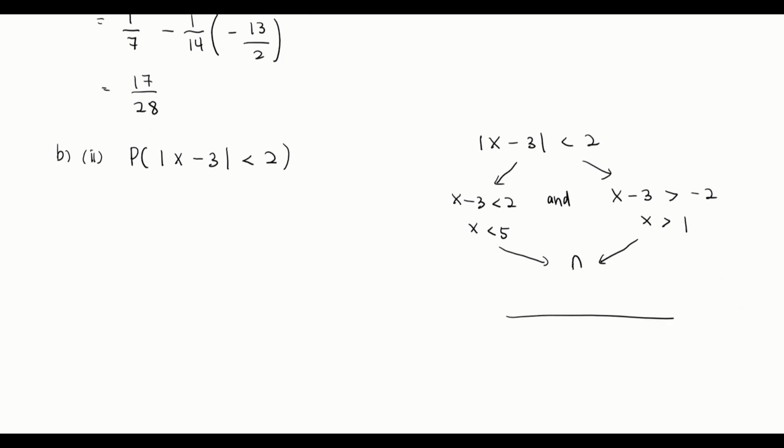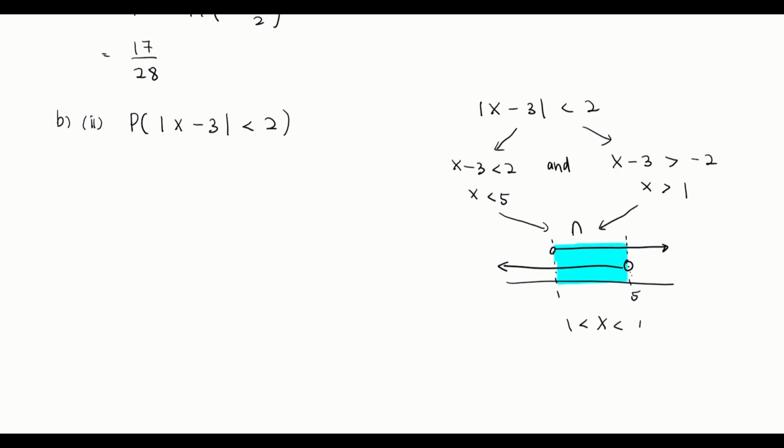So we can draw a number line. It involves 1 and 5. The first one is x less than 5, and then x is greater than 1. Since this is intersection, we want to take the interval that intersects. So this part means x is in between 1 and 5. So that means modulus x minus 3 less than 2 is equivalent to x is in between 1 and 5.